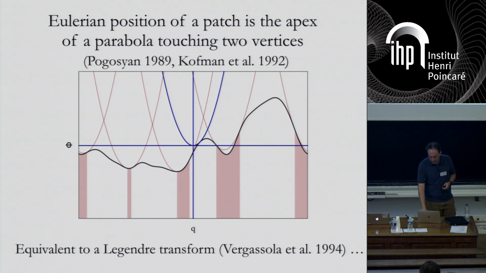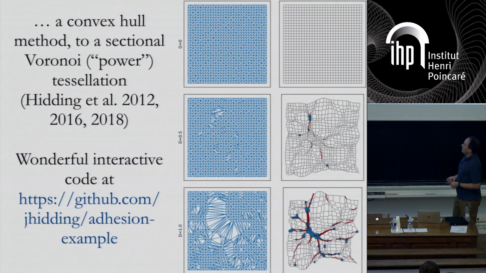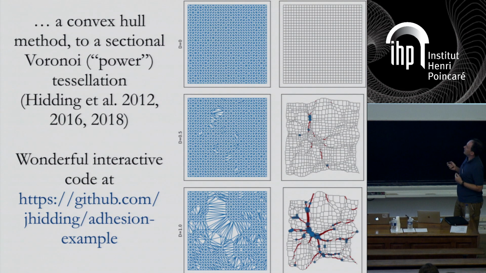And it has a relation to Legendre transforms, and in particular, this is something that Johan realized, it's equivalent to what's called a sectional Voronoi tessellation. So probably many of you are familiar with Voronoi tessellations, but I'll say briefly what they are.